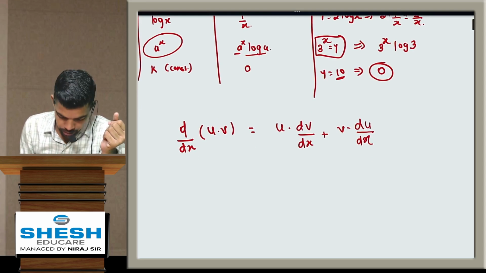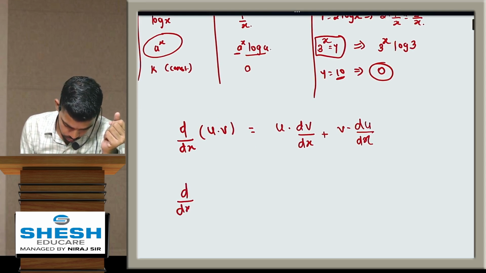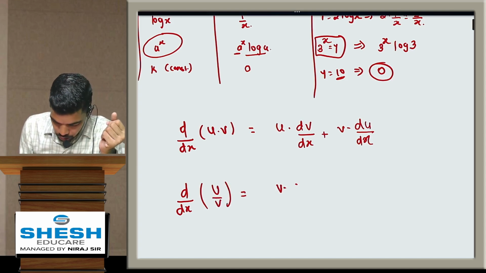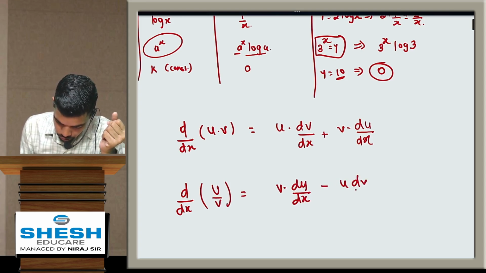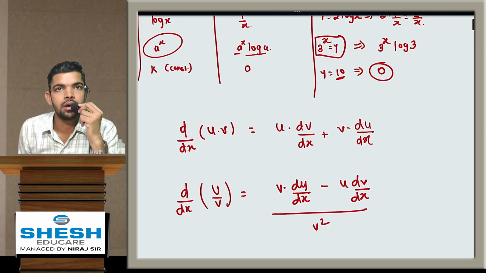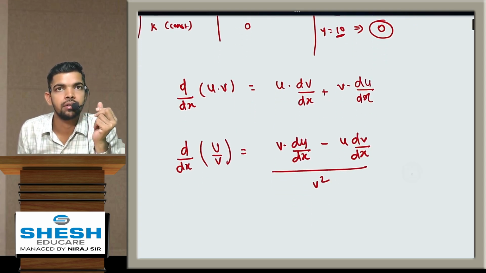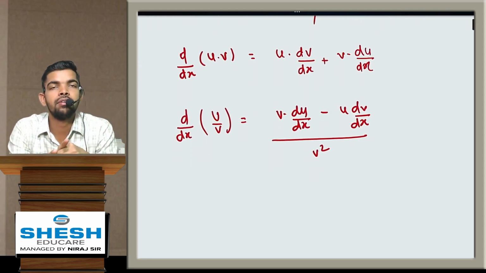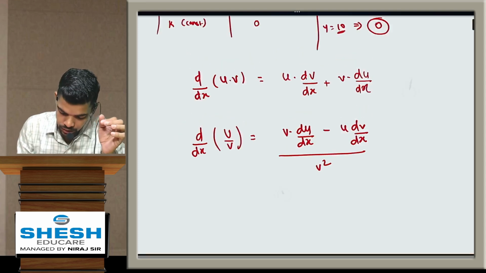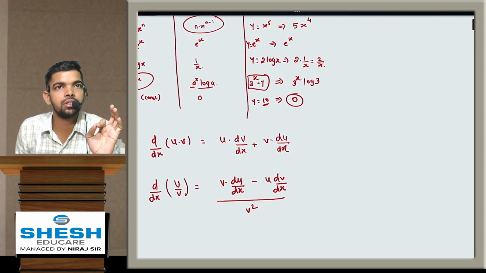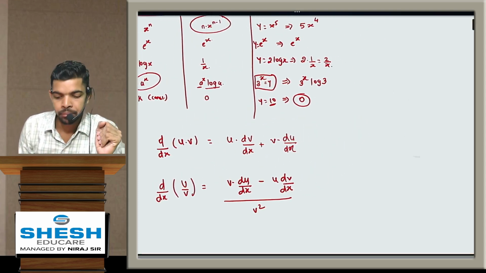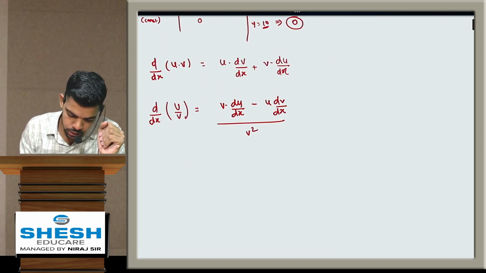Okay, and d by dx of u upon v is v into derivative of u minus u into derivative of v, upon v square. This is the formula for derivative. So these are the formulas. इसके बेसिस पे हमारे पूरे क्वेश्चंस हो जाएंगे डेरिवेटिव के. Okay, now let's solve few questions based on this.